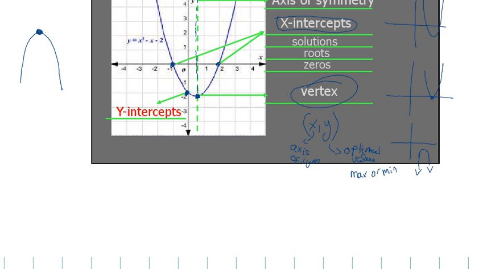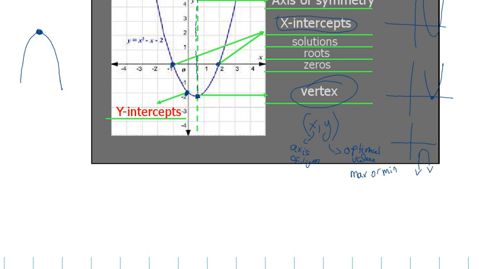Okay? And you guys can see, you see this sheet right here? So if your graph opens down, it's a max. If your graph opens up, it's a min. Okay? So all of these are the key features of a parabola. If I know them, I can graph the parabola with no issues. If I know my zeros, my vertex, my y-intercept, boom. That's all what I need.